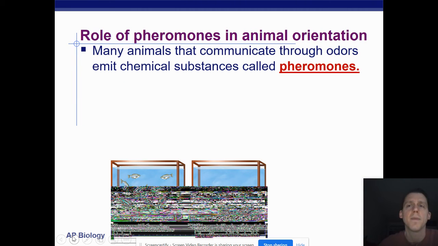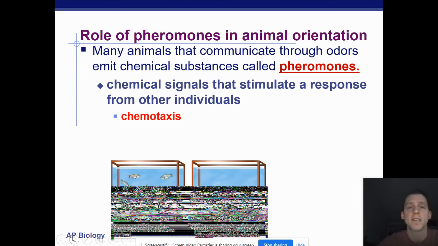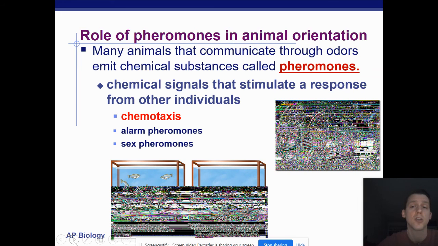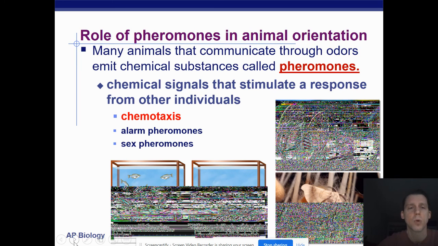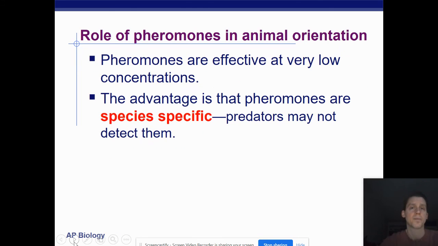Many animals that communicate through odors emit a substance called pheromones. So pheromones are chemicals that stimulate a response from other individuals, like we saw with chemotaxis. This picture is a little messed up for some reason. Alarm pheromones can act as a warning. Sex pheromones can be used to attract potential mates. None of those are working. But pheromones can direct behavior of other animals.